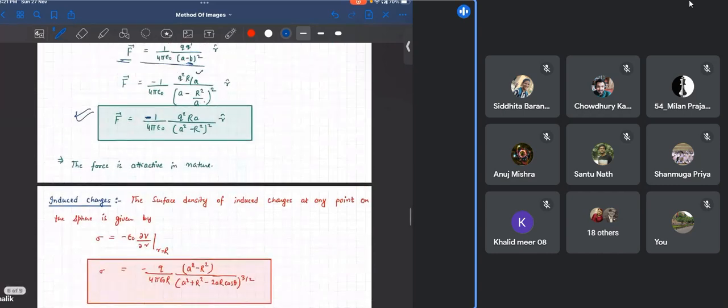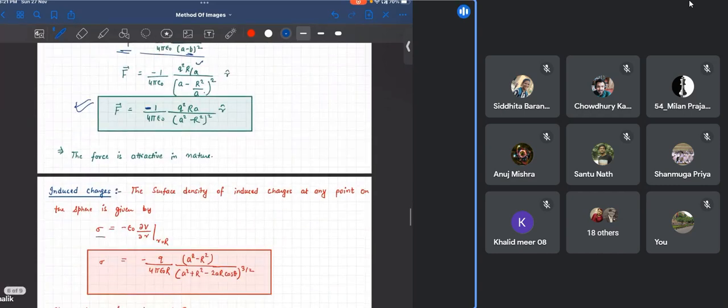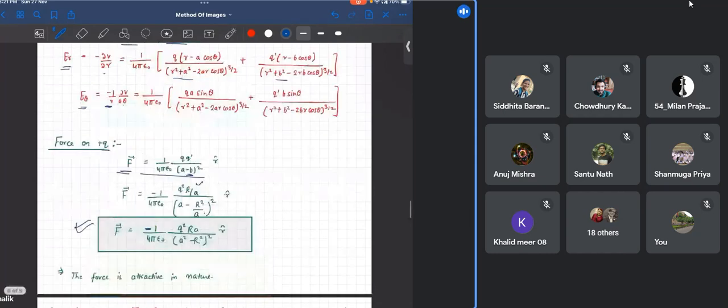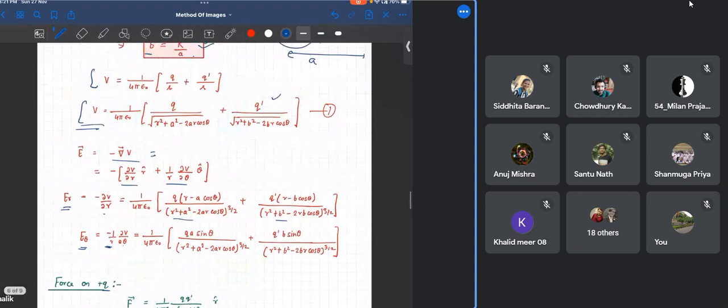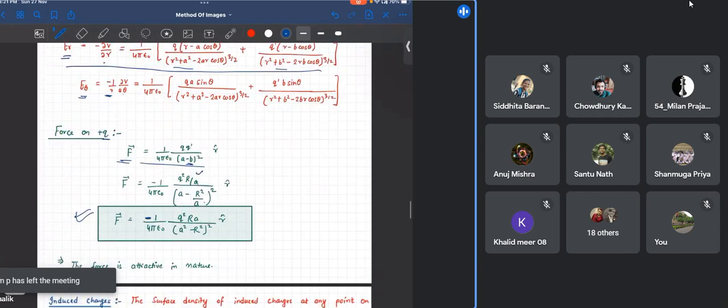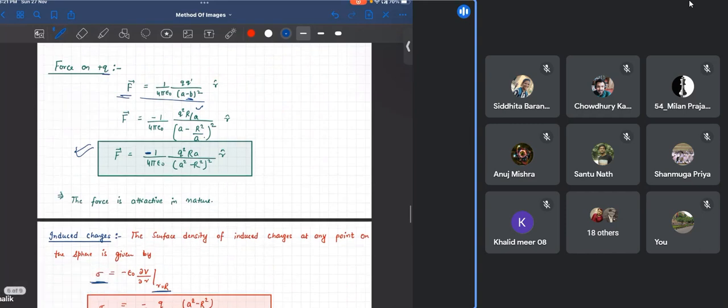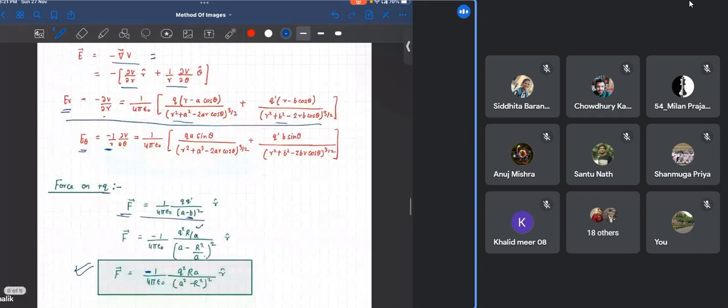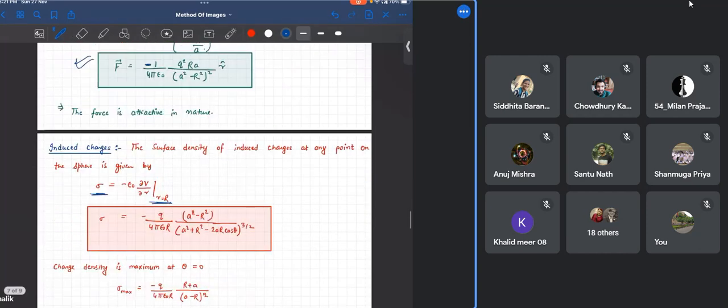And what is the induced charge? Induced charge is given by sigma equals epsilon del V by del r, so we have to differentiate our potential. So this term del V by del r is this term. We just have to put small r equal to capital R in this expression, and put the value of b and Q dash. And then multiply by epsilon, that will give you the induced charge density on the surface of this sphere on this side.